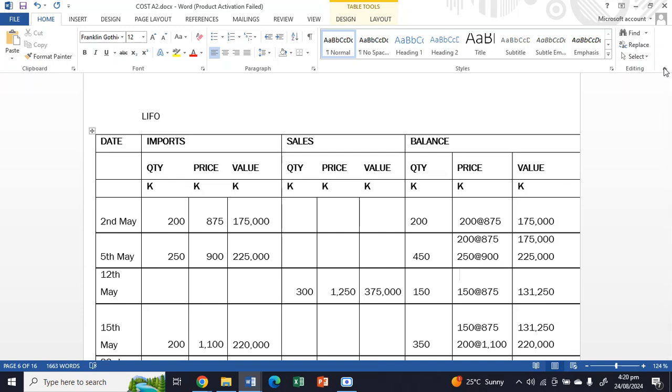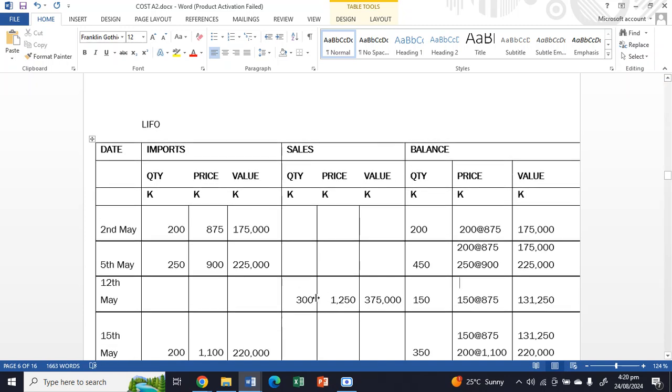All right, so we sold 300 goods. Remember, we're valuing them at the cost price. All right. So, since this is the last in, first out, from which batch are we going to get, colleagues? Which is the first? Yes. So, 250 valued at 900 multiplied by 225,000.